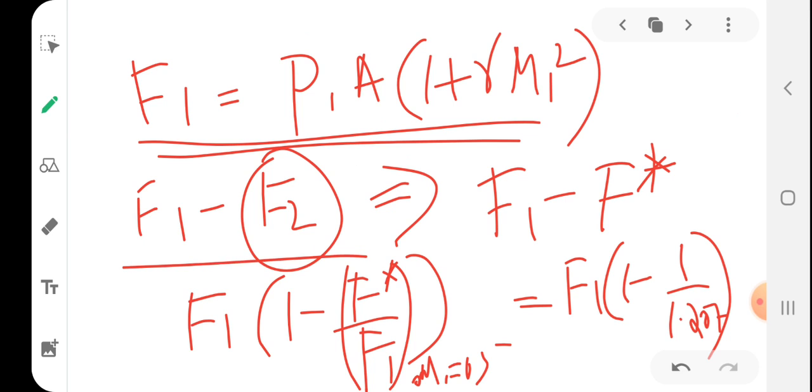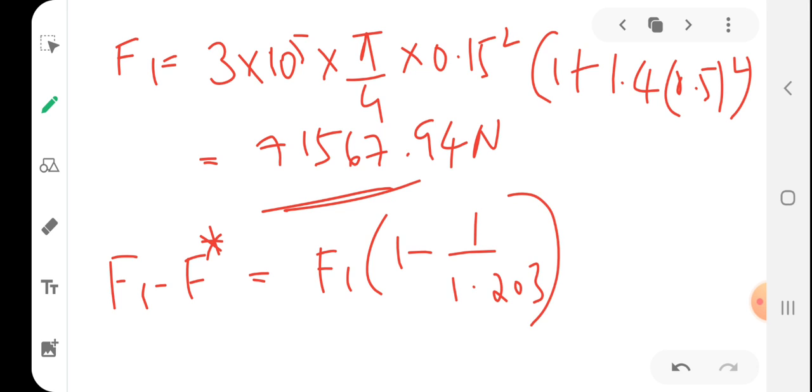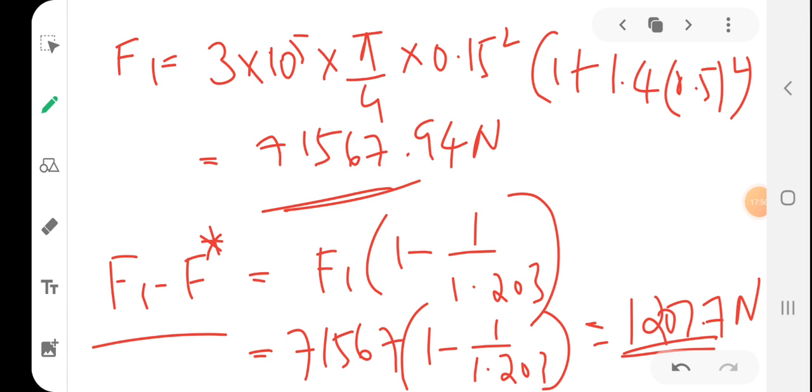So F1 minus F star can be written as F1 into 1 minus 1 by 1.203. So it will be 71567 into 1 minus 1 by 1.203, and the value will be 12077 Newton. So this is the change in impulse function for this particular case.